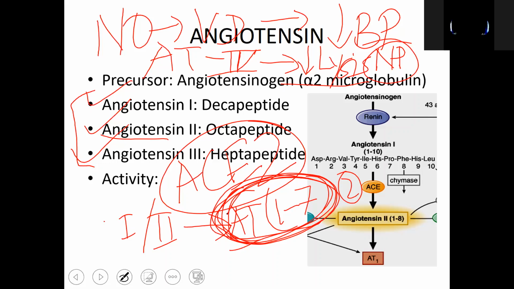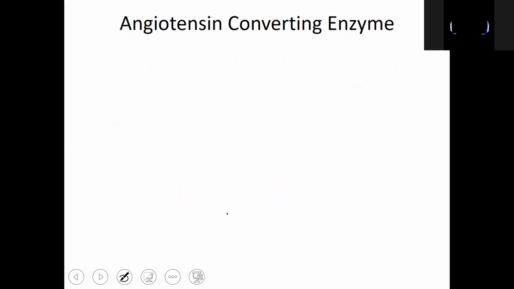Further, other angiotensins can be synthesized from them, but they are usually inactive. The enzymes responsible for the conversion of angiotensin 2, 3, 4 to even smaller angiotensins are collectively called angiotensinase. So by the action of angiotensinase, the last angiotensins get metabolically converted to inactive components. Okay. So now coming to angiotensin converting enzyme.